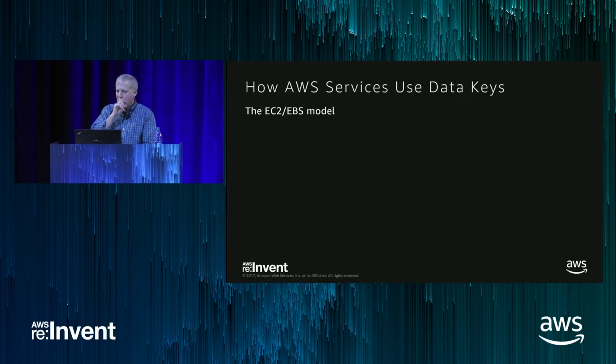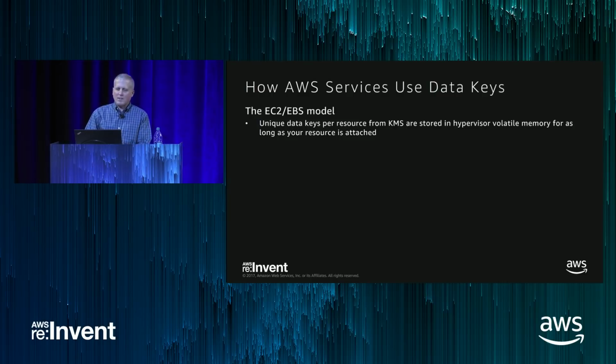So, a lot of people are interested in how services are using data keys. They realize that KMS is in charge of managing master keys, but now the service has the actual plaintext data key that's encrypting my data. How do I know the service is doing the right thing? So we have two different models, and I've named them the EC2/EBS model and the S3 model. I probably ought to come up with better names, but I think for those of you who are familiar with those services, hopefully this makes sense.